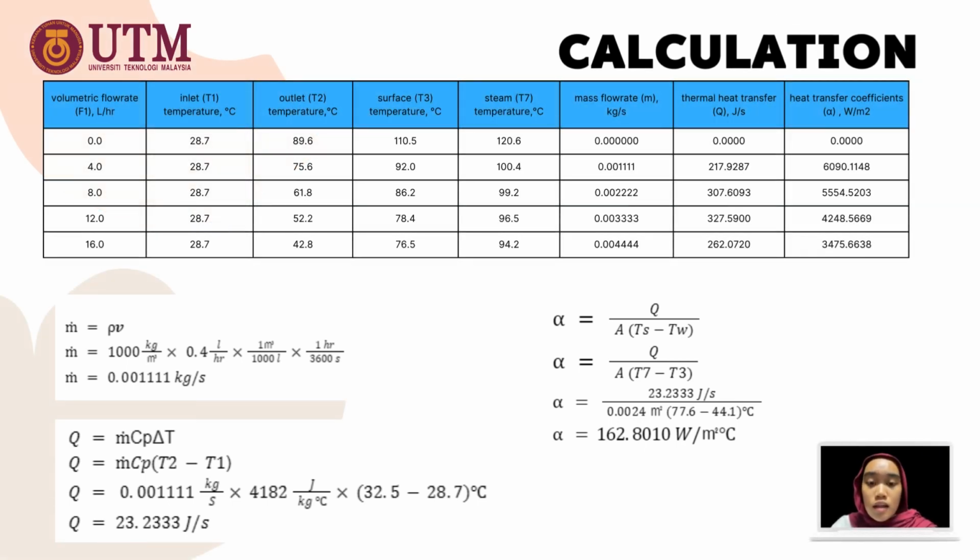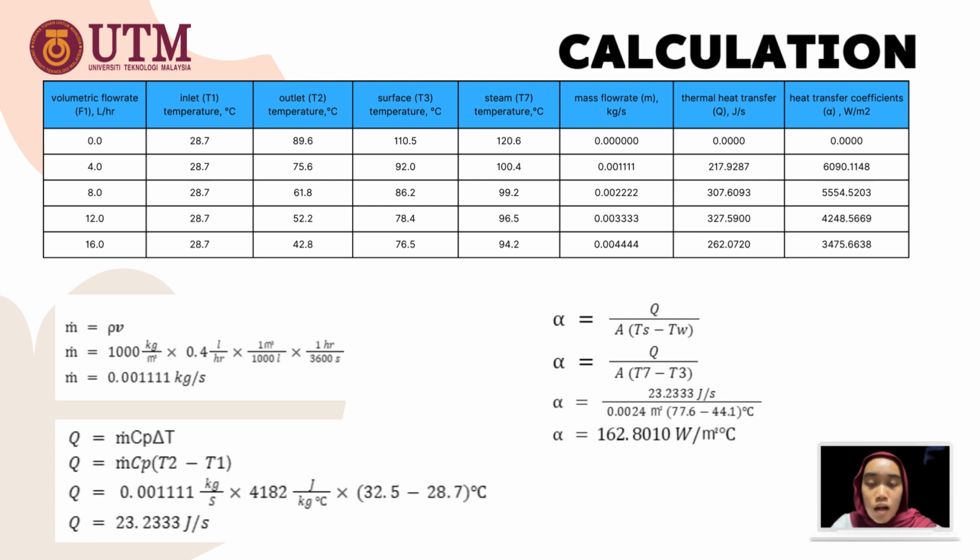First, this is the data that we obtained from the experiment. We have to find our mass flow rate, which is the density of water times the volumetric flow rate, which is F1. So here, we substitute the density of water, which is 1000 kg per meter cube, times 0.4, which is our volumetric flow rate in unit liter per hour.